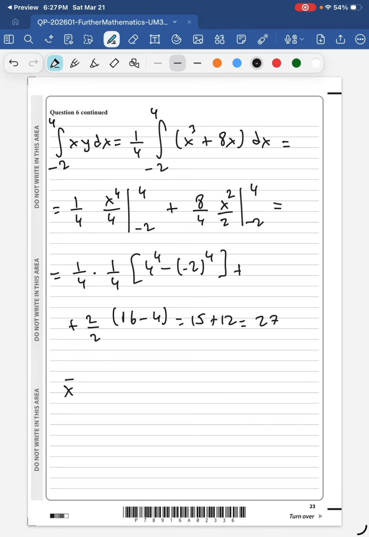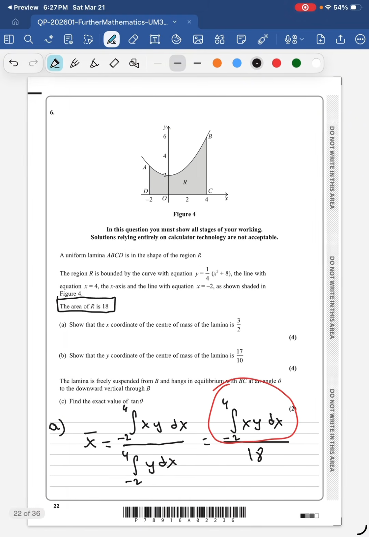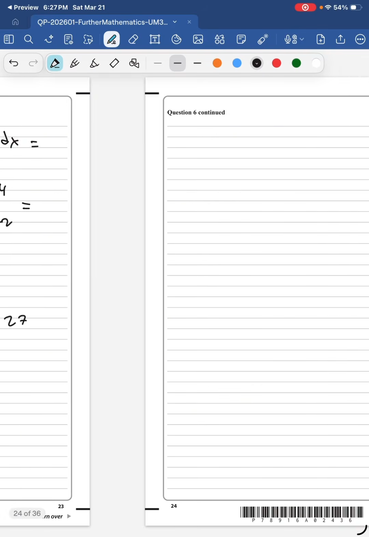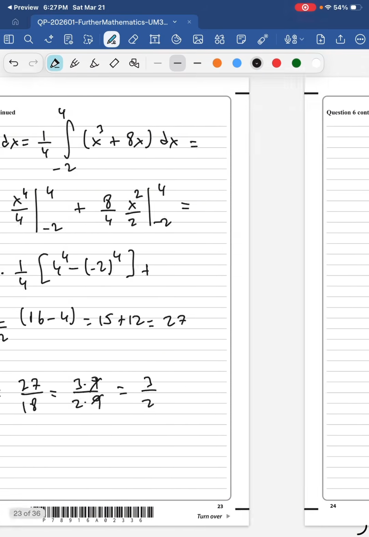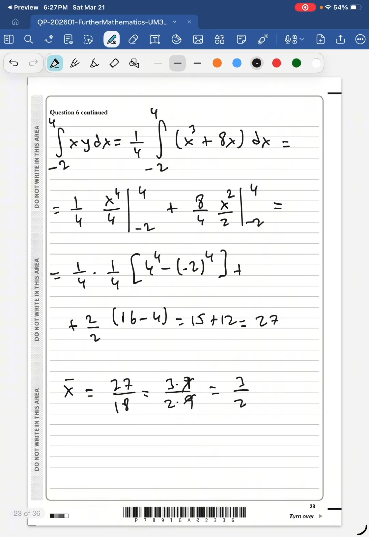So now x is equal to, let me see, 27 over 18, right? So this is 3 times 9 over 2 times 9, so 3 halves, which is exactly what we wanted to find, so we are happy with that. And we move on to part B.